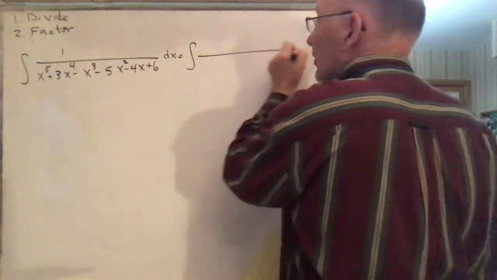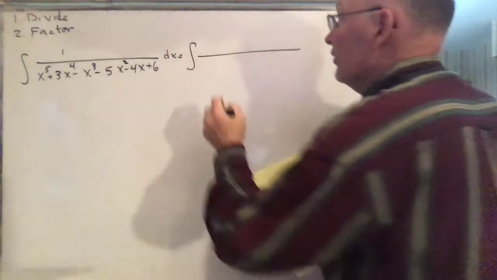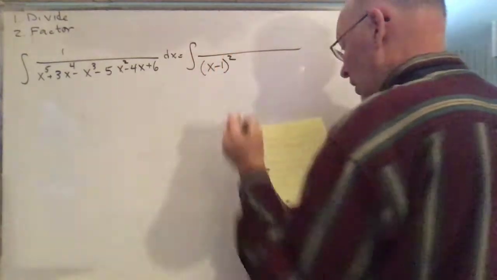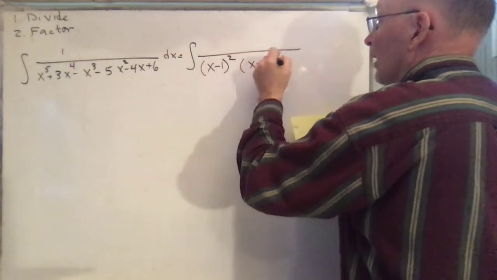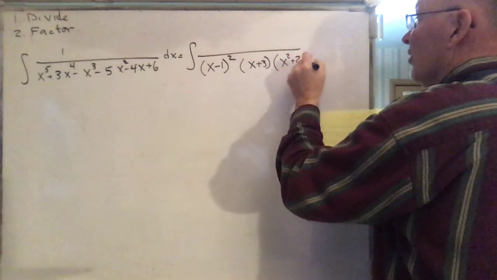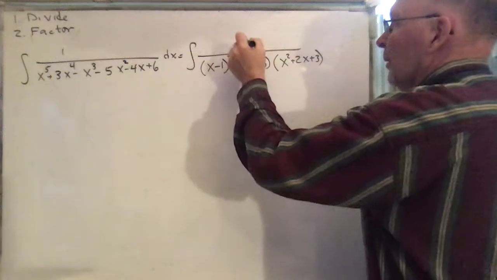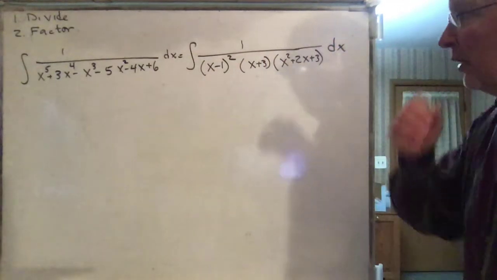factor the bottom as much as possible. Can you see it just by looking at it? It should be obvious to you that the bottom can be factored into (x minus 1) quantity squared times (x plus 3) times (x squared plus 2x plus 3). Okay? I made a bit of a joke there. It's not at all obvious. Okay? It takes a bit of work to do that.